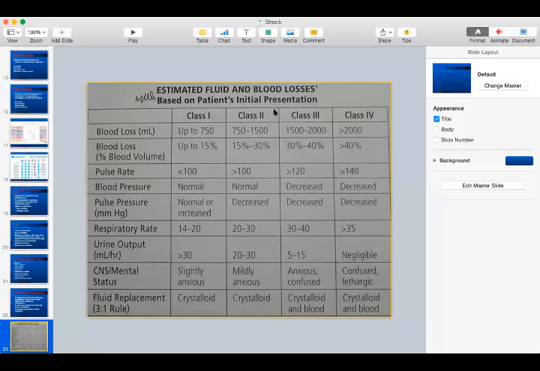Class 4, which is severe blood loss, in which there is more than 2,000 ml of blood loss, which constitutes about a total of 40% of blood volume. Pulse rate will be more than 140. Blood pressure and pulse pressure decrease. Respiratory rate more than 35. Urine output basically unmeasurable or negligible. CNS mental status confused and lethargic. Fluid replacement will be the same as class 3, crystalloid and blood, both. So it's important to maintain at least 2 IV line access.